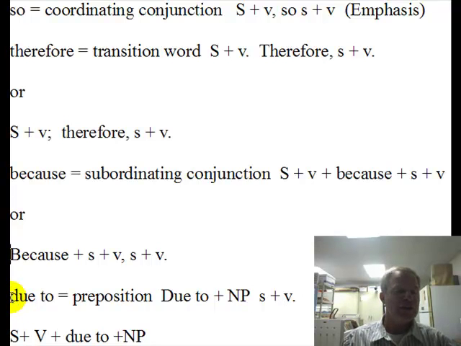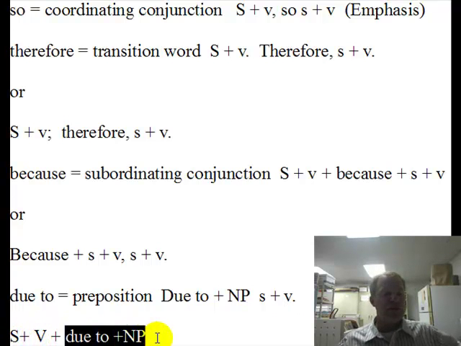And finally, you have due to. This is known as a preposition. Now, as you probably know, prepositions introduce noun phrases, so it's possible to use something like due to plus the noun phrase, and then you'll have your subject and your verb, or you could use, in this case, your subject and verb, and then you have due to plus your noun phrase here.